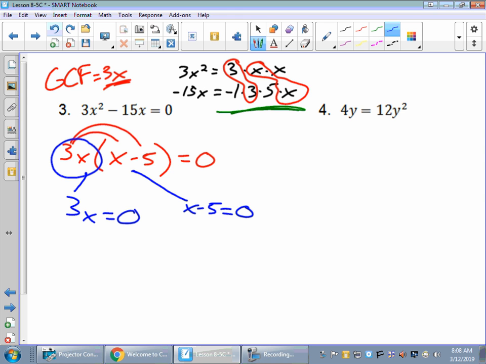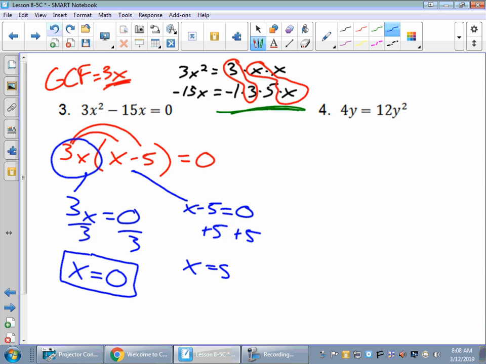Now on this side, how would we solve for x? Well, we just divide by 3. And so now we know that 0 divided by 3 is 0. So one of our factors is 0. And the other one over here, one step, just got to add 5 to both sides, and we get x equal to positive 5. And we are good.